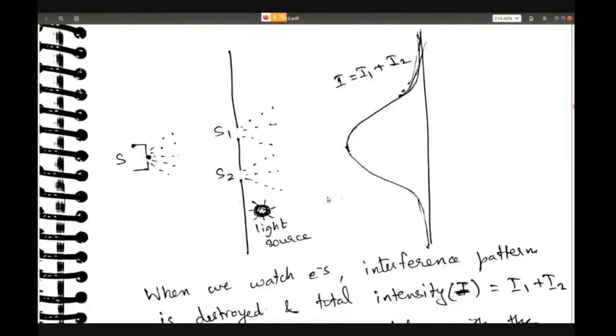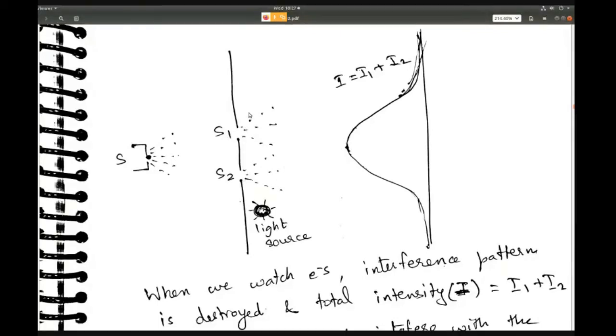So this is the experiment. We have a light source on this wall. Whenever an electron passes through one of the slits, you will see a flash of light near that slit. If it passes through slit S2, you see a flash of light here. If it passes through slit S1, you see a flash of light here. That way you know which slit the electron is going through.